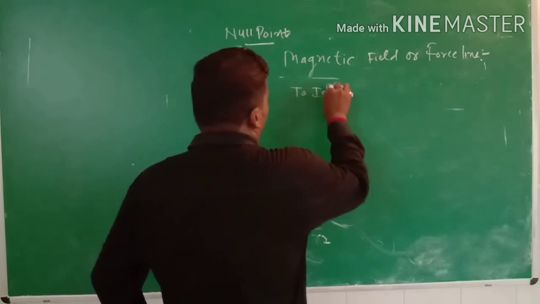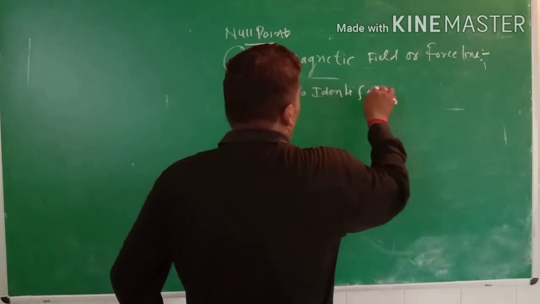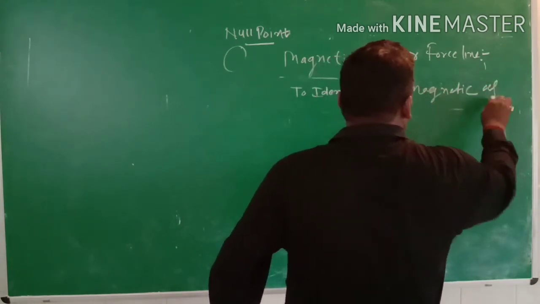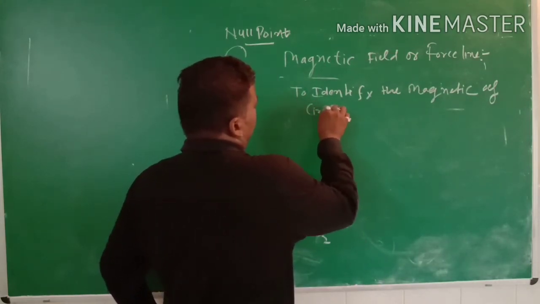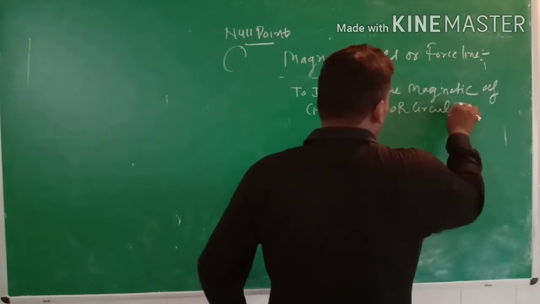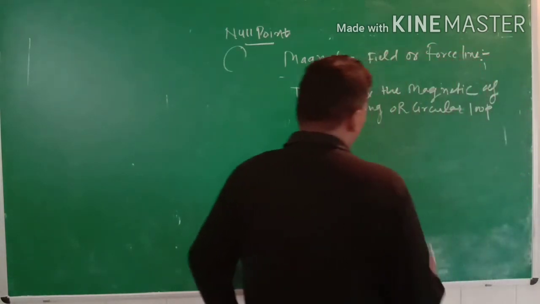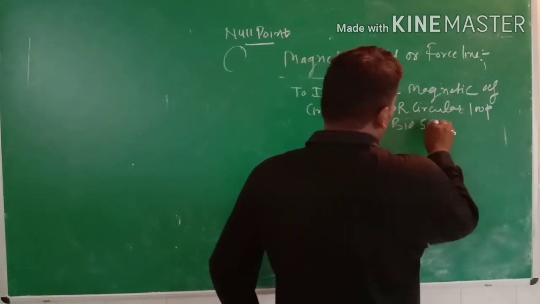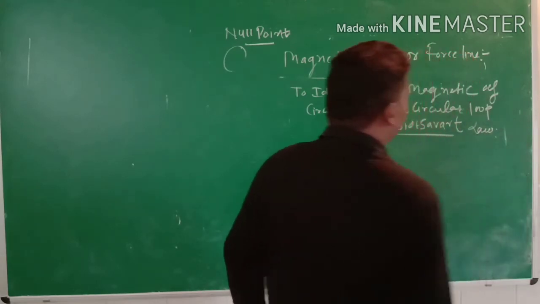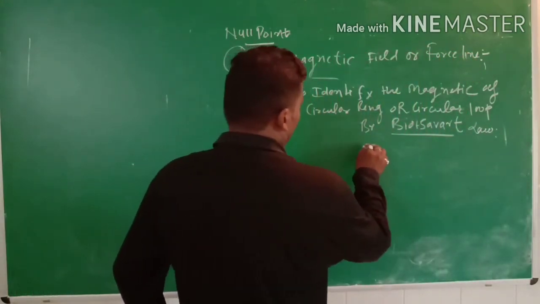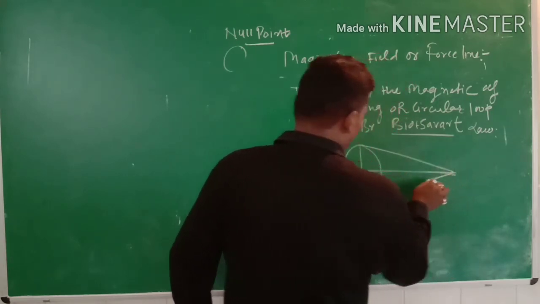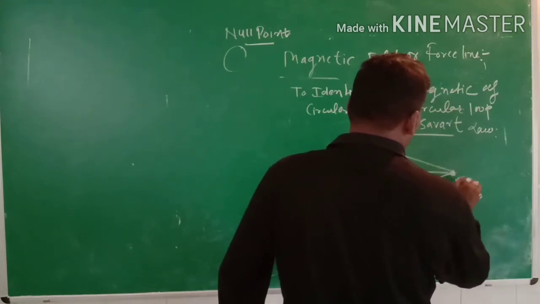To identify the magnetic field of a circular ring or circular loop by Biot-Savart law, first we draw a diagram, a circular ring, and identify the direction of the magnetic field at the point P.